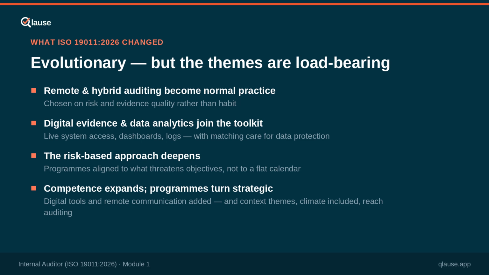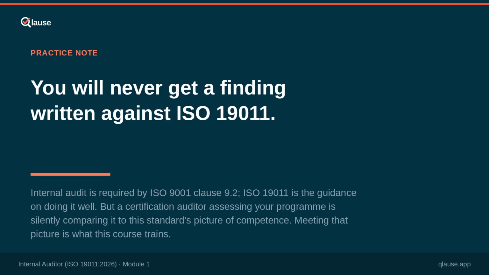Modules 2 to 7 build each of these into the method. One practice note before we close, because it is easy to get this backwards. Internal audit is a requirement of ISO 9001, Clause 9.2. ISO 19011 is the guidance on how to do it well. Your organization will never receive a finding written against 19011. That is not how guidance works. But a certification auditor assessing your internal audit program is silently comparing it to this standard's picture of competence. Meeting that picture is what this course trains you to do.